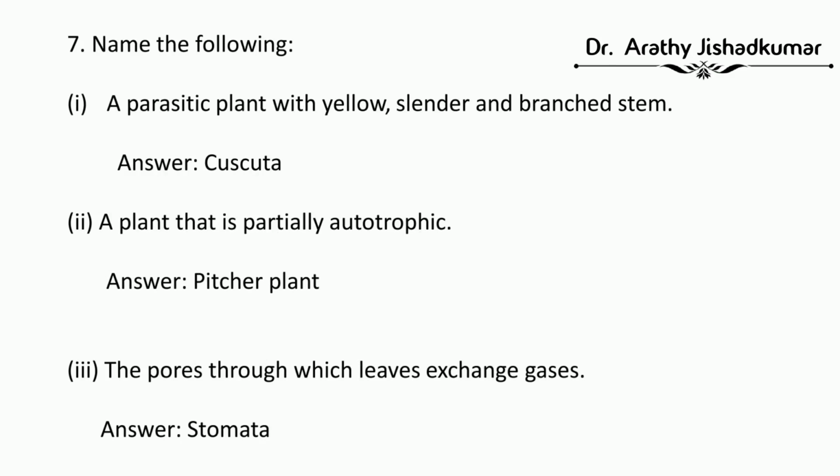Next, parasite plants with yellow, slender and branched stem are called cuscuta. A plant with partially autotrophic behavior is called the pitcher plant because they feed on flies or other insects for their nitrogen requirement. Third, pores through which leaves exchange gases are called stomata. Singular form of stomata is stoma.